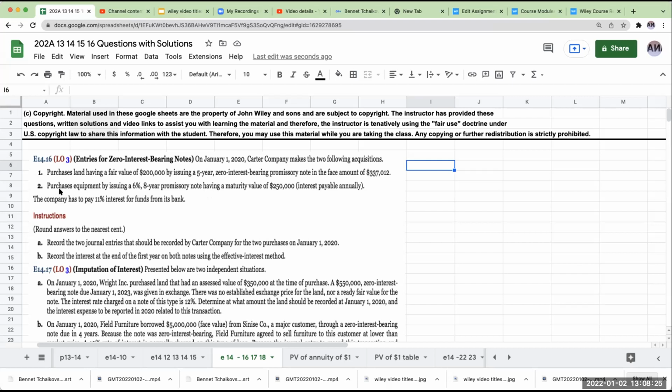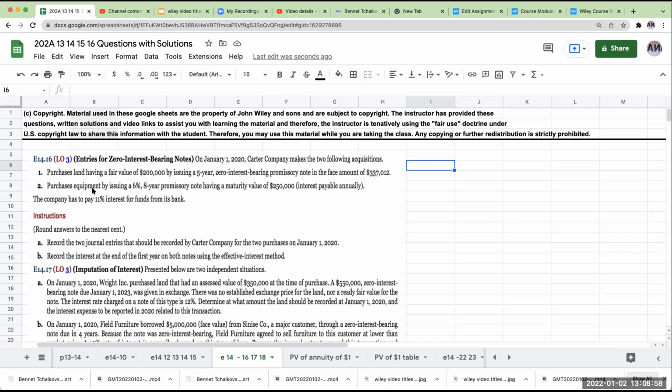But the one that's a little bit more interesting is this one: I purchased equipment by issuing a 6%, 8-year promissory note, having a maturity value of $250,000. With this one, I was thinking, do we just use the 6%? But as it turns out, we actually need to use a rate of 11%. The thing I will share with you is that the solution manual for this particular question is incorrect, and we'll go through why in a second.